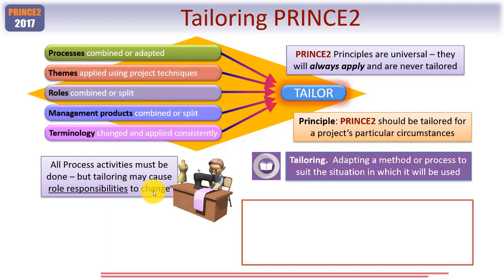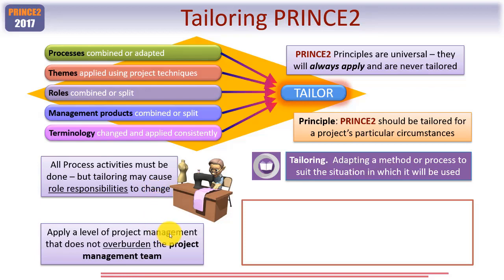Just to pick an activity at random here, let me see, controlling a stage. Let me choose one of those, perhaps the activity called report highlights. If you're following PRINCE2, you must always do that. However, how it's done and who actually does the reporting is entirely down to tailoring. Now you need to apply a level of project management, and here I'm talking about complexity, I guess, that does not overburden the project management team.